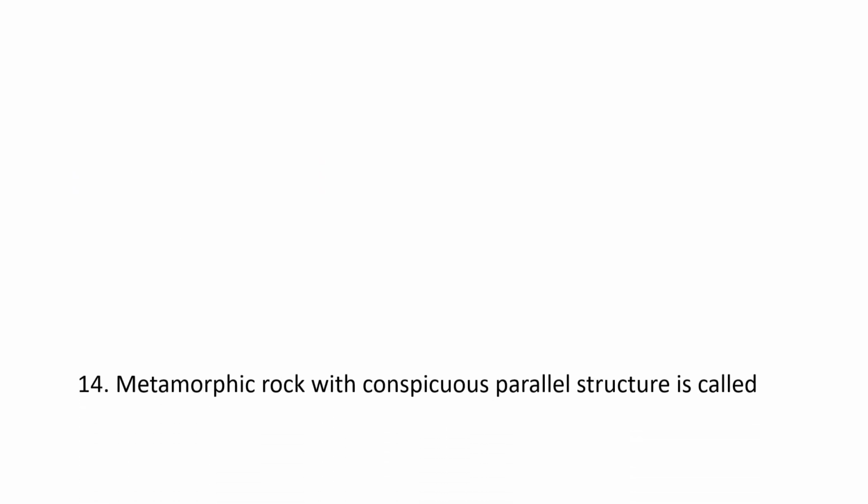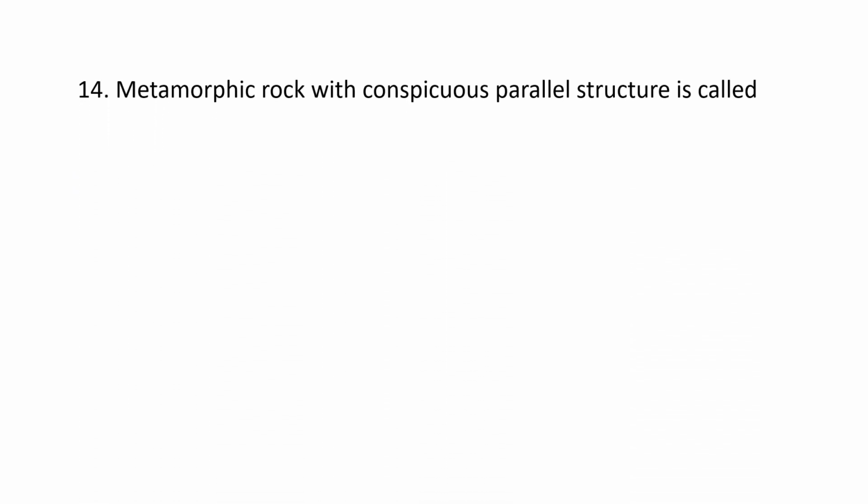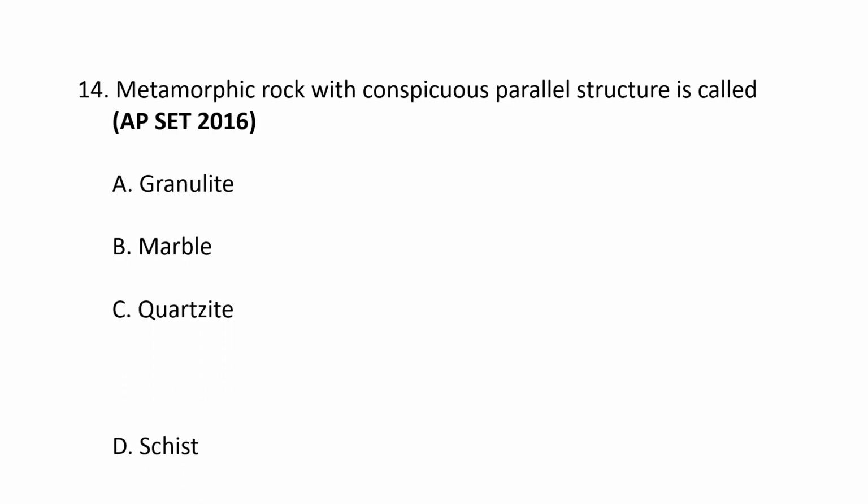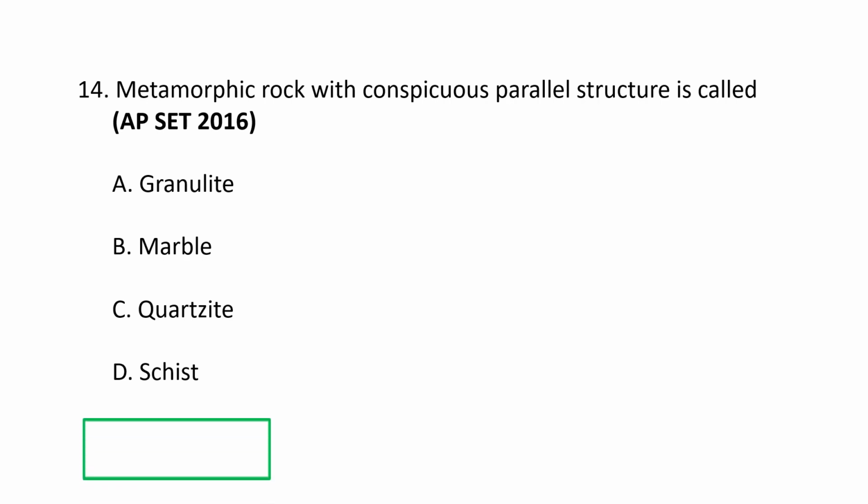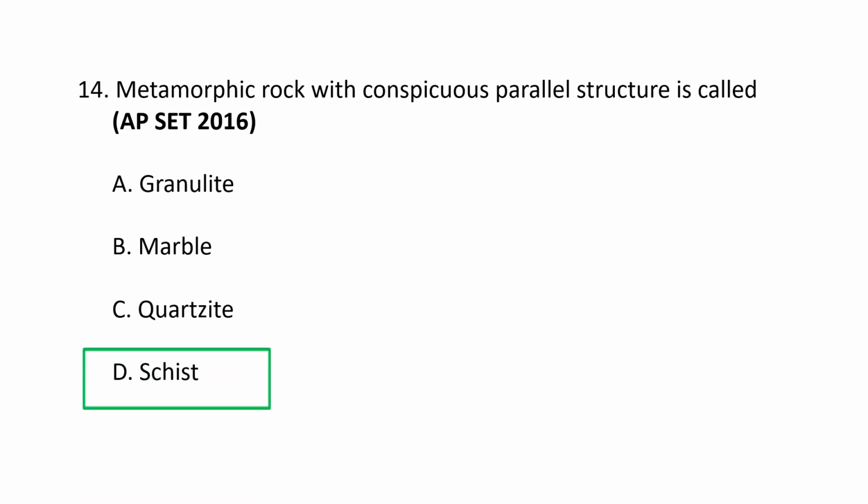Next question. Metamorphic rock with conspicuous parallel structure is called A. Granulite, B. Marble, C. Quartzite, D. Schist. Metamorphic rock with conspicuous parallel structure is called schist.